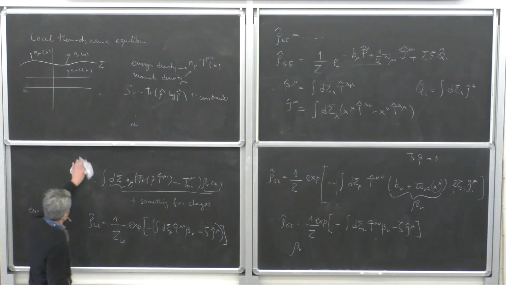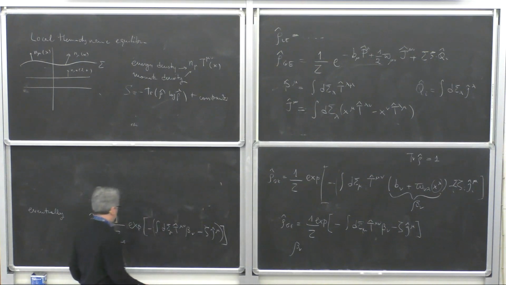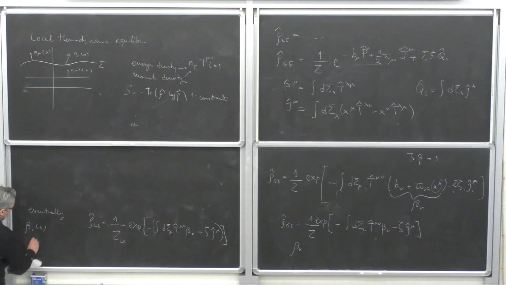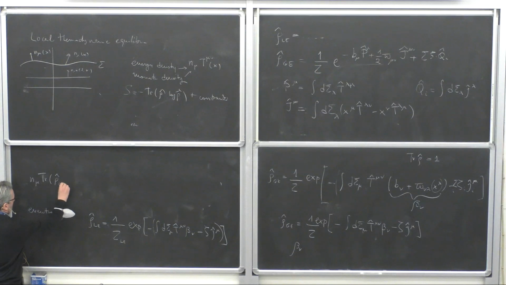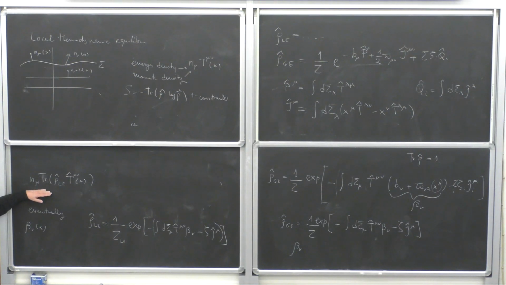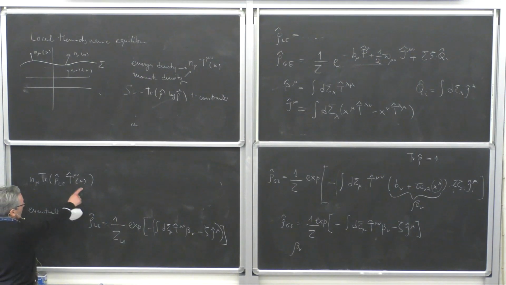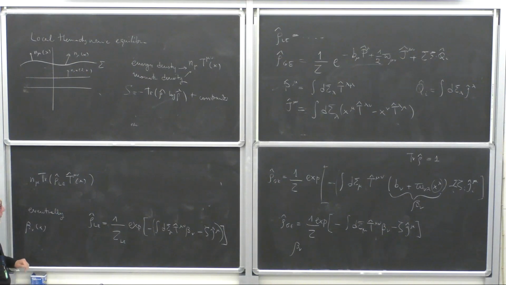So beta nu of x is a function which can be determined by solving this equation, the equation of constraints. So if you were able to calculate this, okay, now that we have found this rho local equilibrium, and we know that it has an exponential form, we can, in principle, calculate the expectation value of T mu nu, okay?